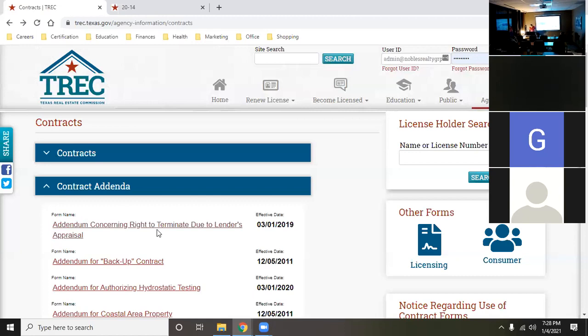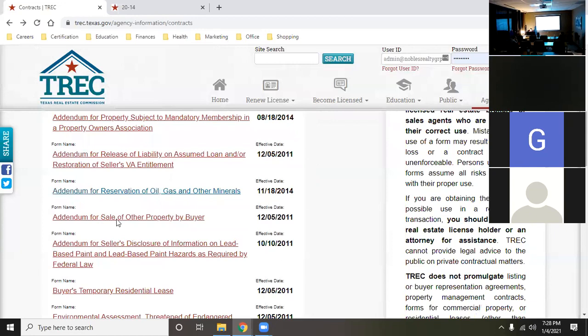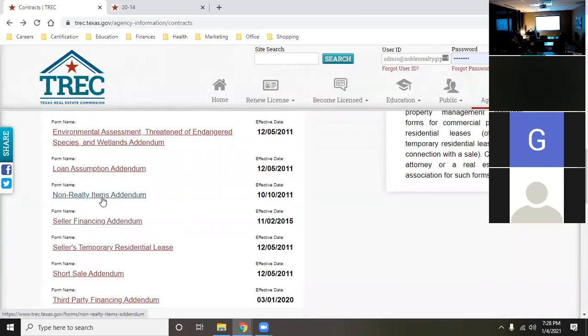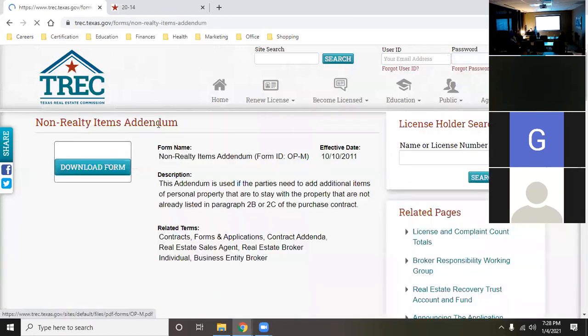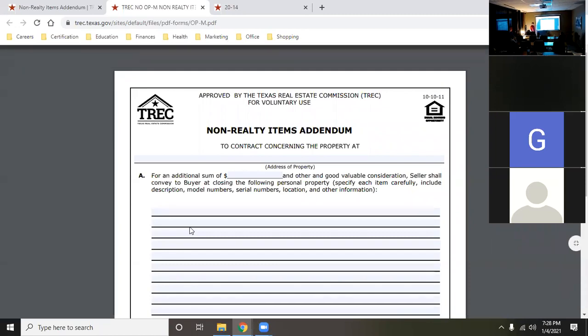One of the biggest ones that a lot of new agents forget, I'll pull it up real quick. Right here. It's the biggest one that most new agents forget. That one right there: the non-realty items addendum. One of the largest ones that is often forgotten. Because here's the thing. What happens here with the non-realty items addendum is this.